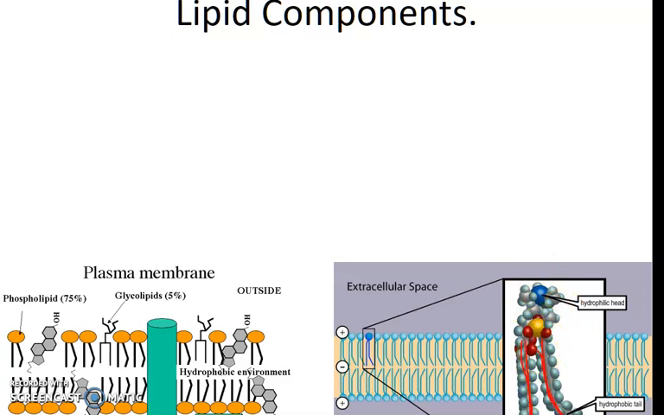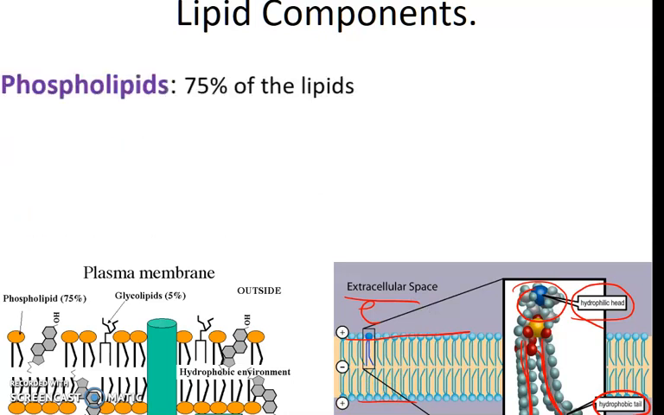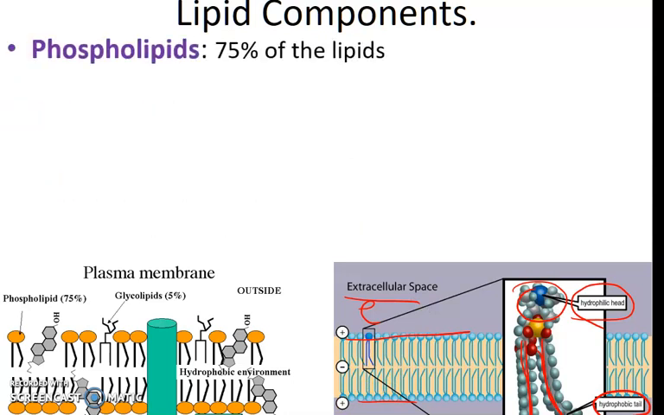Here are the tails, and those are made of a lipid, so they are hydrophobic. The head is a charged phosphate molecule, so it likes water, and we have the heads facing the extracellular space, and we have the heads facing the intracellular space. And these phospholipids make up about 75% of the cell membrane. Their job, keep the outside out, inside in.